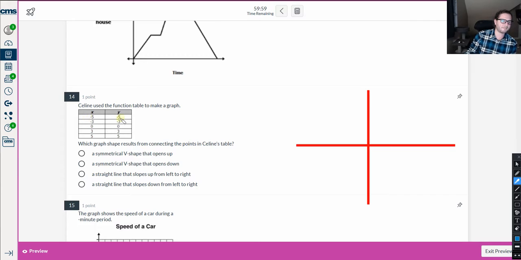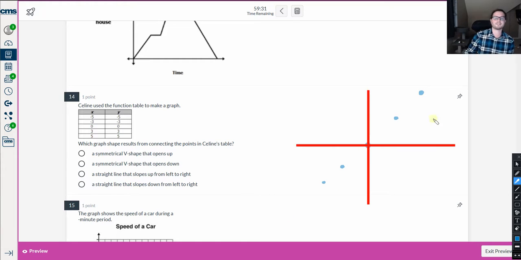when x is -5, y is -5. So 5 to the left, 5 down. Doesn't have to be exact, but that's about where one of the points are. -3, -3. Again, 3 to the left, 3 down. So something like that. 0, 0. Well, that's dead center of the graph. Okay. 3, 3. Okay. 3 to the right and 3 up. All right. And 5, 5. That's going to be 5 to the right and 5 up.